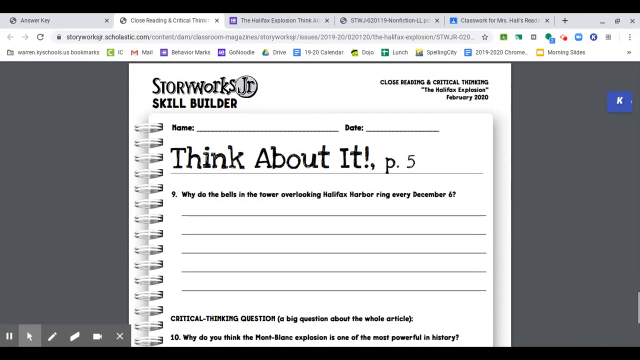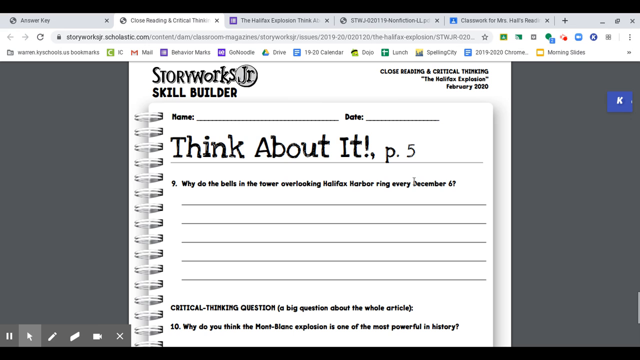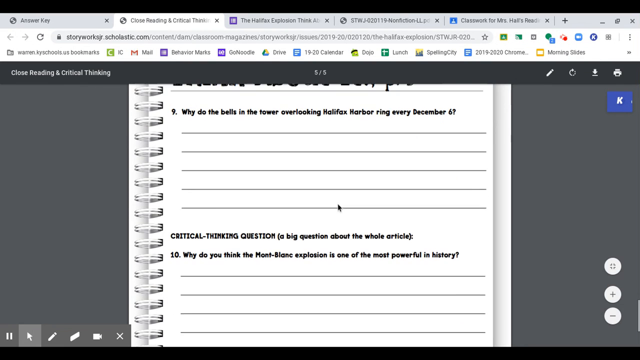Okay, we have two more questions. Number 9, why do the bells in the tower overlooking Halifax Harbor ring every December 6th? So a good strategy would be to go find in the text where it's talking about this date, December 6th, and find where it's talking about bells in the tower. So why do they ring every December 6th since this has happened?